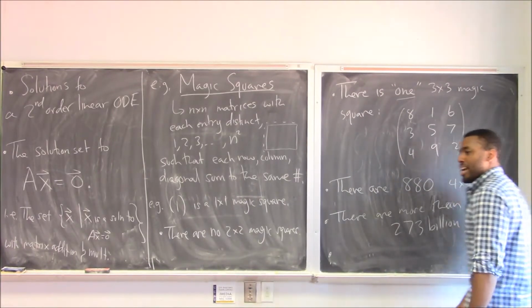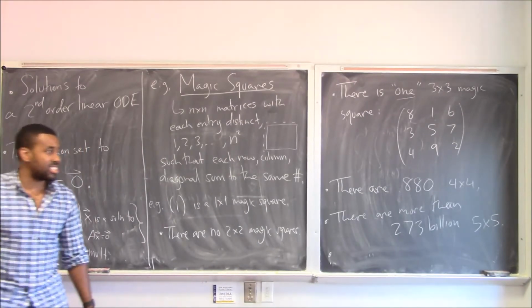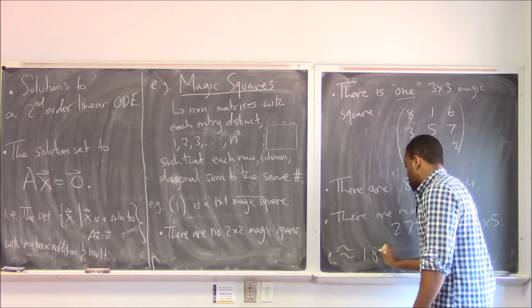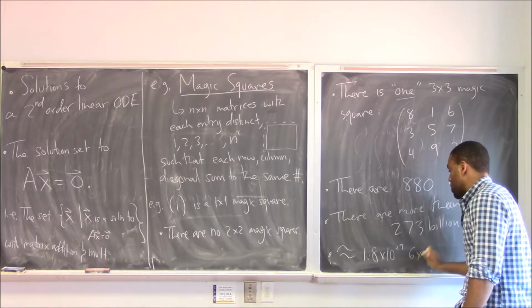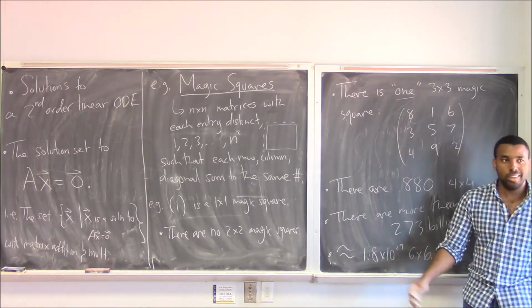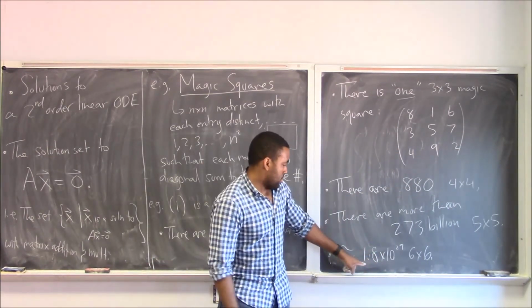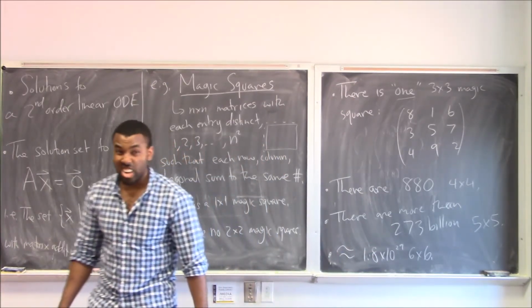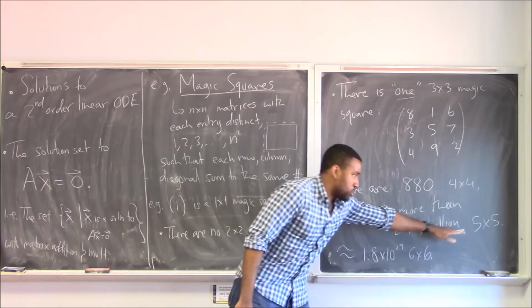If you figure out a way to determine the number of magic squares above 6 by 6, there are estimates about this. It's roughly 1.8 times 10 to the 29 6 by 6, but no one knows for sure. That's just a guess. Take 5,000 times that number, and it's the number of atoms in the known universe. So there are a lot of them, and that's just a guesstimate. But no one actually knows beyond 5 by 5.